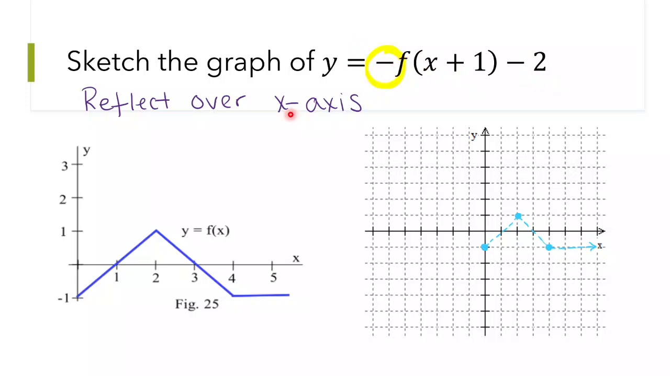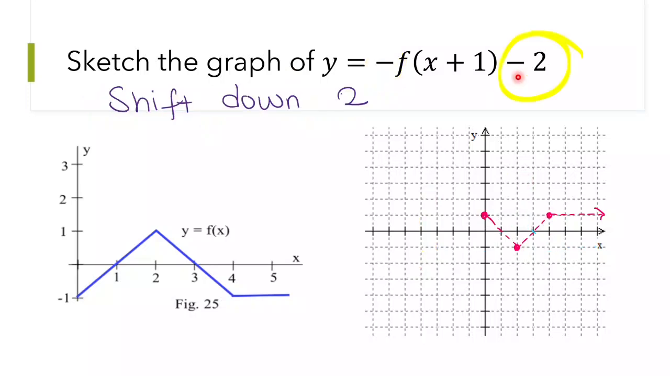The minus output impacts y's. We're going to change the sign of all of our y values or reflect our graph over the x-axis. So I took each of the points on this blue graph, the point at 0, -1, I made that 0, 1. The point at 2, 1, I made that 2, -1. So I took each of my points and I changed the sign of the y value. And that basically flips the graph upside down or over that x-axis.